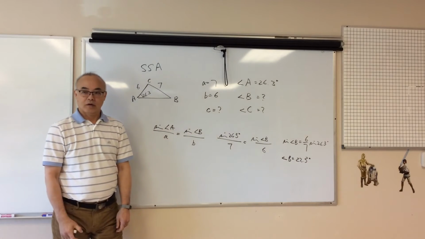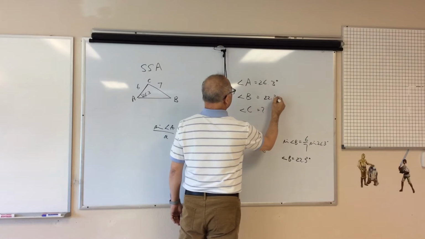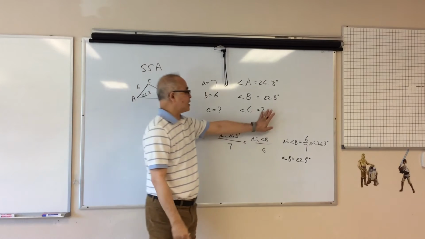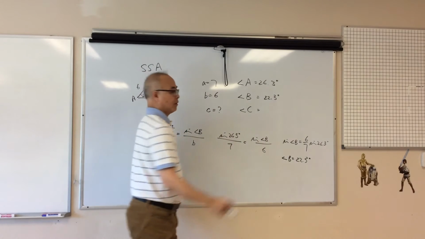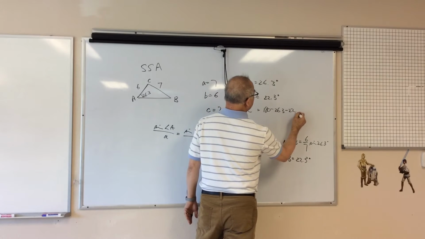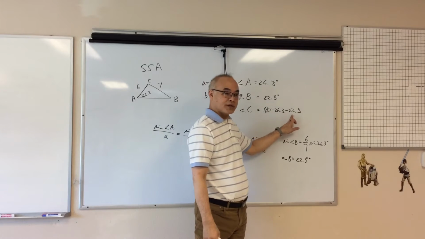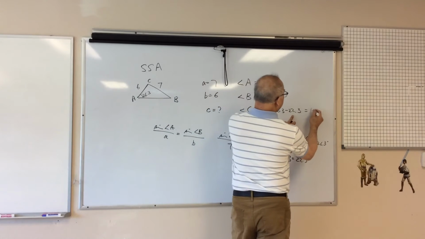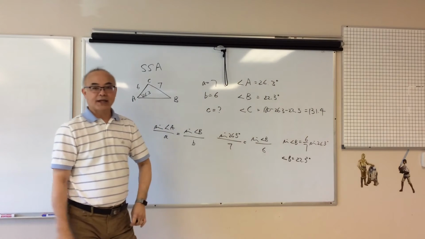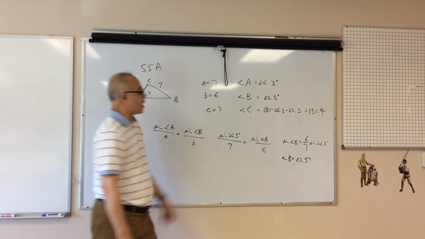Okay. All right. So in other words, this here is going to be 22.3. Which means that C is going to be equal to what? 180 minus 26.3 minus 22.3. I add these two together, I get 48.6. So C must be that. Okay? Alright, so I have this.